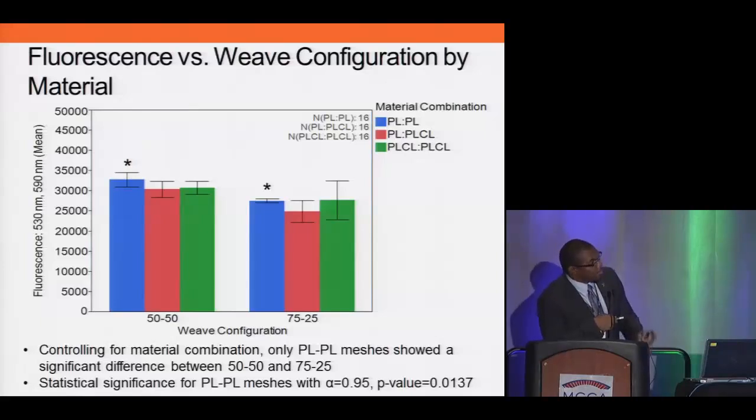But we believe that the combination of these quantitative results as well as the live dead results lead us to believe that the loom is indeed capable of producing these meshes with variable weave configuration. And we see that the meshes are able to support cell attachment and proliferation in vitro culture.